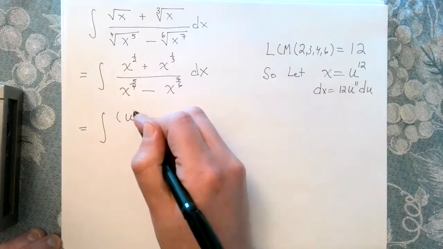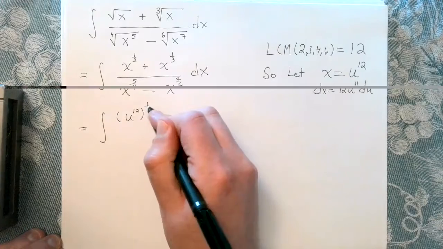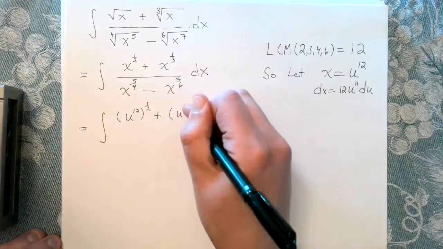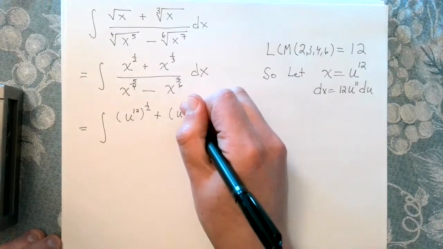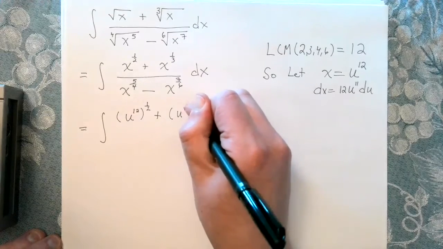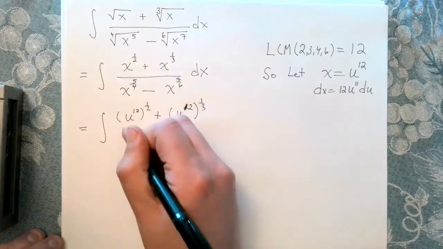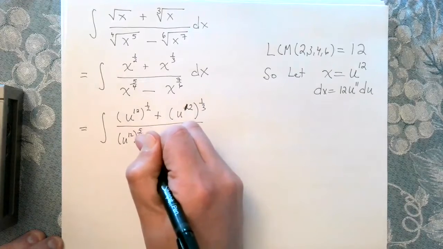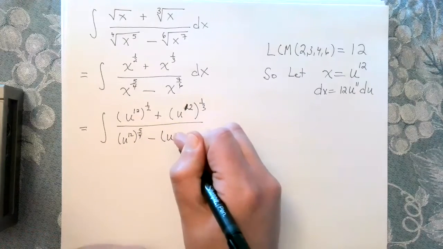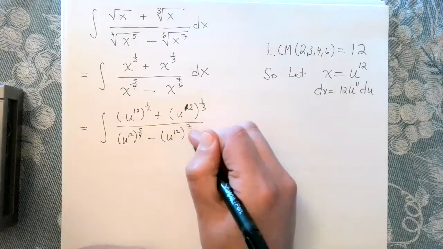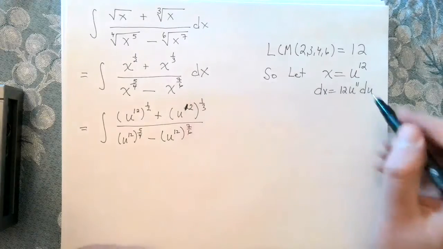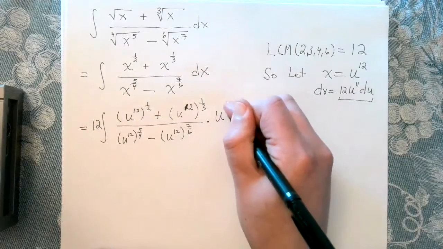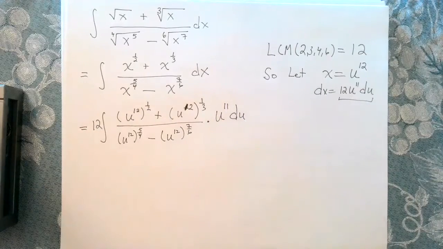So this is going to be u to the 12th to the 1/2 plus u to the 12th to the 1/3, there we go. And this is going to be u to the 12th to the 5/4 minus u to the 12th to the 7/6. And then be careful because we said dx is this entire quantity. So that's going to be 12 u to the 11th du.